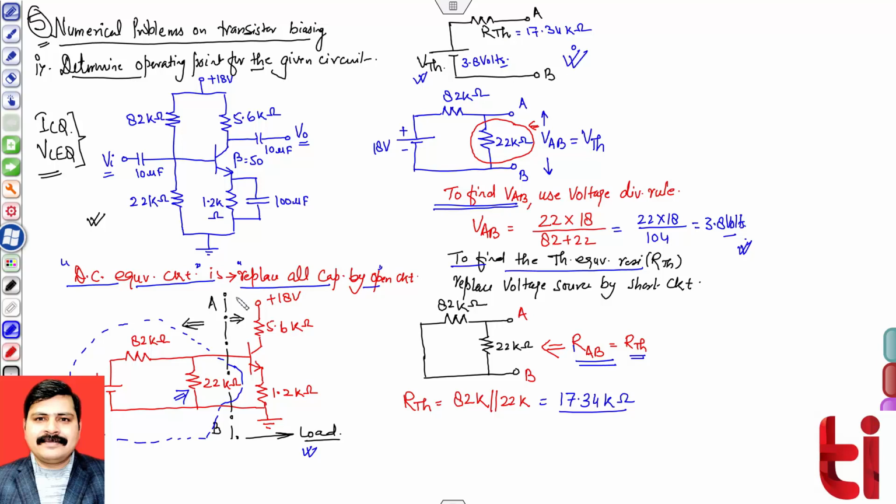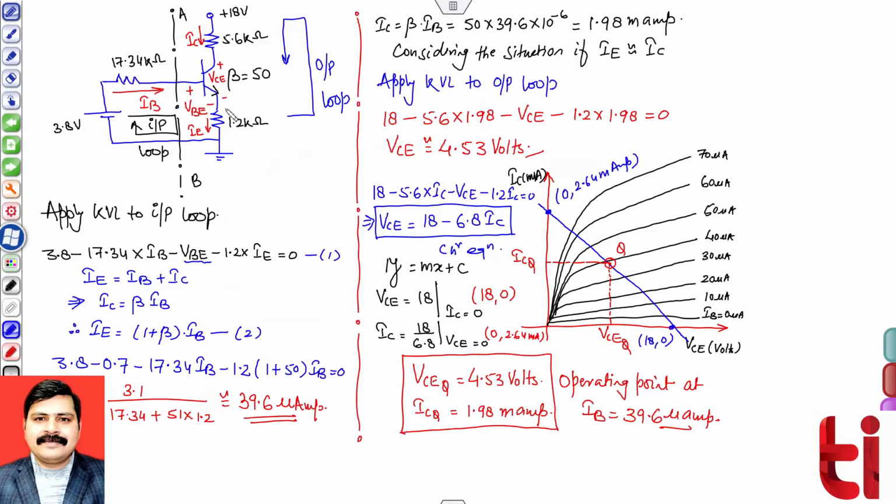Now we have to place the load circuit over here. We have placed my load circuit, and in this input loop, this 3.8 volt is my VTH and this 17.34 is my RTH. In order to solve this problem, we have to apply KVL to the input loop. So 3.8 minus the drop across this resistance, that is 17.34 multiplied by IB, the current flowing through this resistance being IB, minus the drop across VBE.